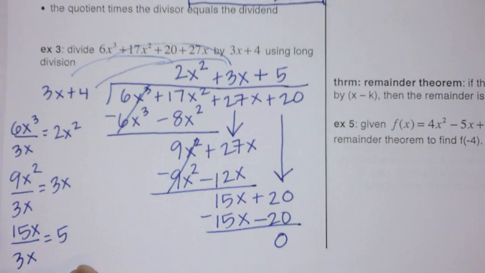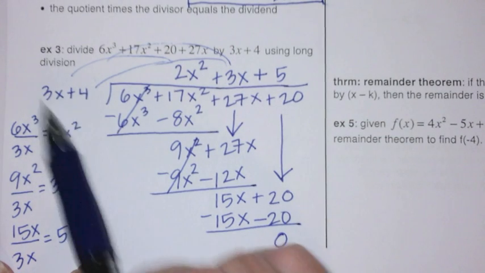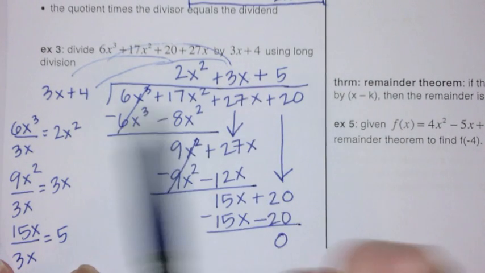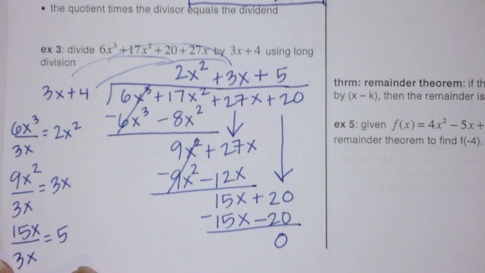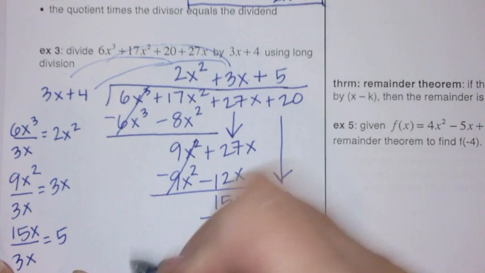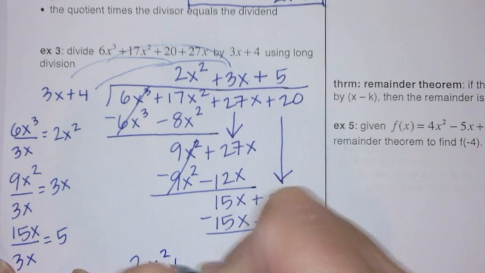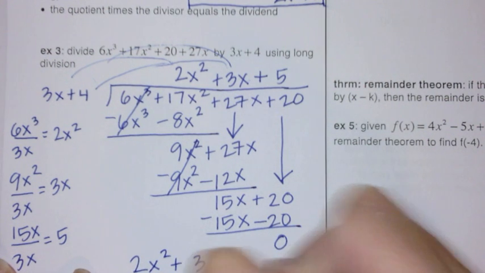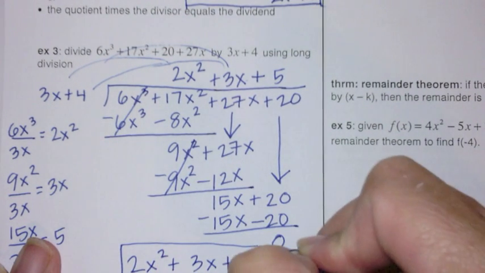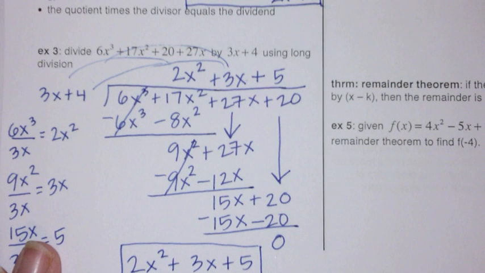This one does divide evenly. So if I take my divisor and multiply it by my quotient, I'm going to get this right here. So we've been factoring using t-charting and factor by grouping, but division is also another way of factoring. So my answer is just the quotient that I have at the top, because this question just asked me to use long division. Alrighty, so let's move on.